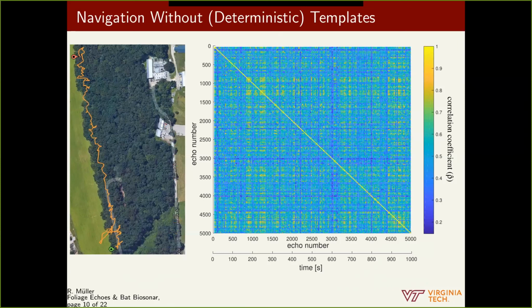And everywhere else, you know, there's not much structure, right? It's really all the echoes are different. Sometimes there's some spurious partial correlation, but there are no matches other than with itself, right? So if the bat wants to remember that path by its echoes, template matching, right? Correlation, that's like, correlation and template matching are just two words for the same operation, but it just won't work, right?